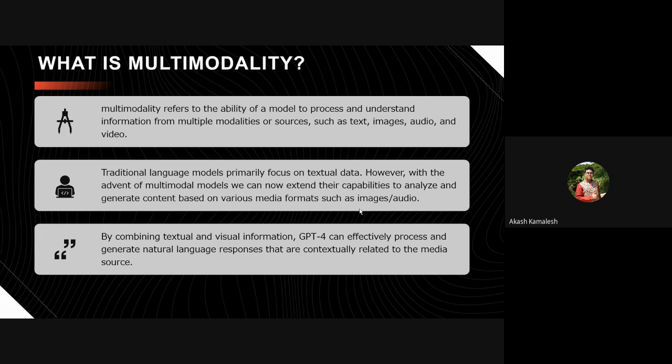By combining textual and visual information, GPT-4 can effectively process and generate responses which are contextually related to the image. So anything which you want further based on an image. Given an image, you can do question answering. You can ask it to generate something similar, not an image, but something similar in terms of the context for you.